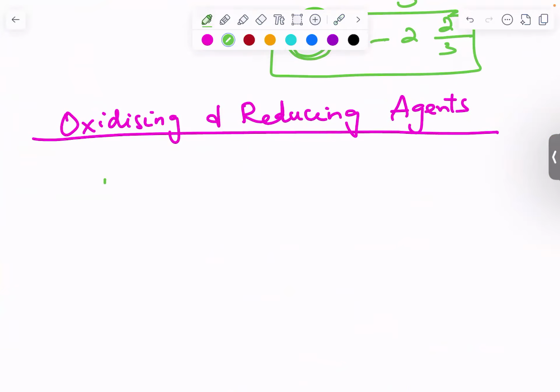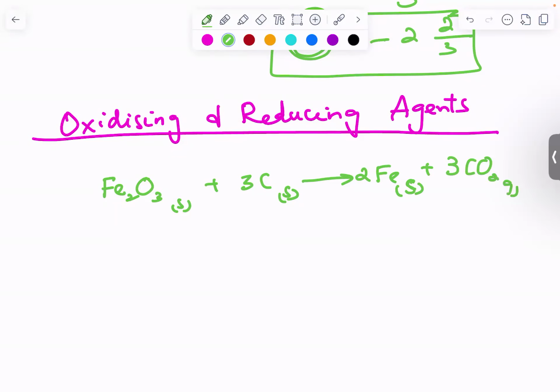Let's suppose we have the equation Fe2O3 solid plus 3C. I keep the example the same so that the level of difficulty remains the same according to your book. Now simply calculate the oxidation number of Fe in Fe2O3, which is equal to 0.